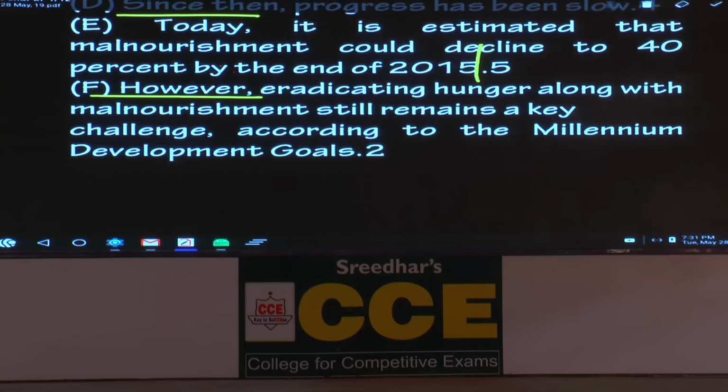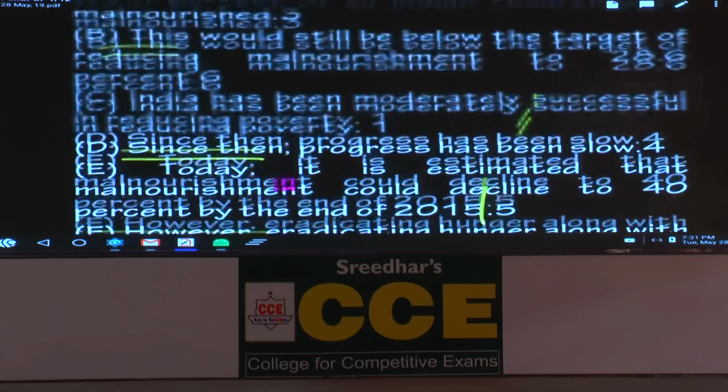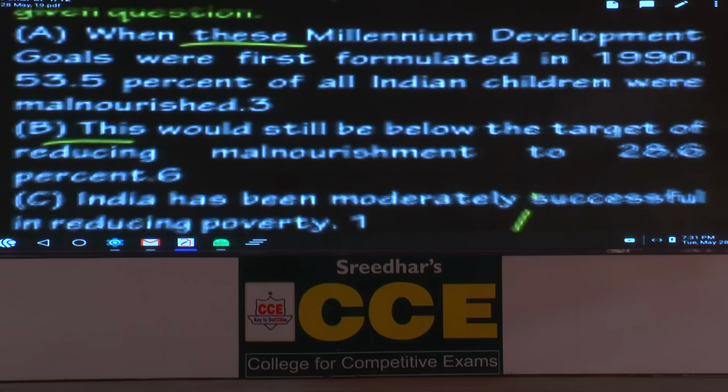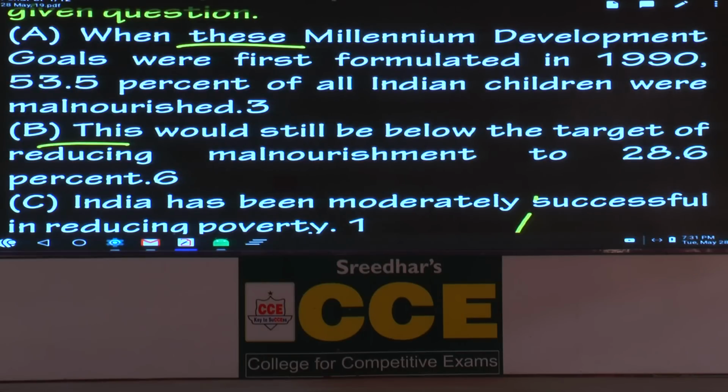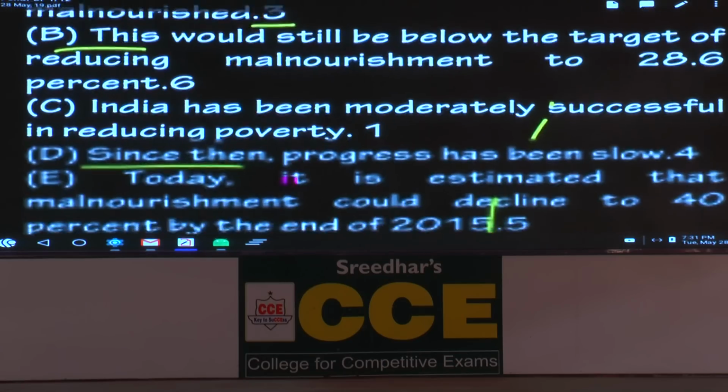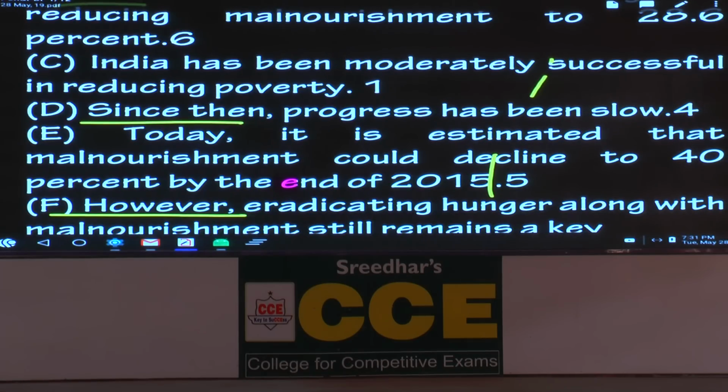What is the clue for the next sentence? Millennium Development Goals. So, what is the third sentence, or where do you see? A is the third sentence, quite obvious. When these Millennium Development Goals were first formulated in 1990, 53.5% of all Indian children were malnourished. This is the third sentence. Now, what is the fourth sentence? D is the fourth sentence. Since then, progress has been slow.